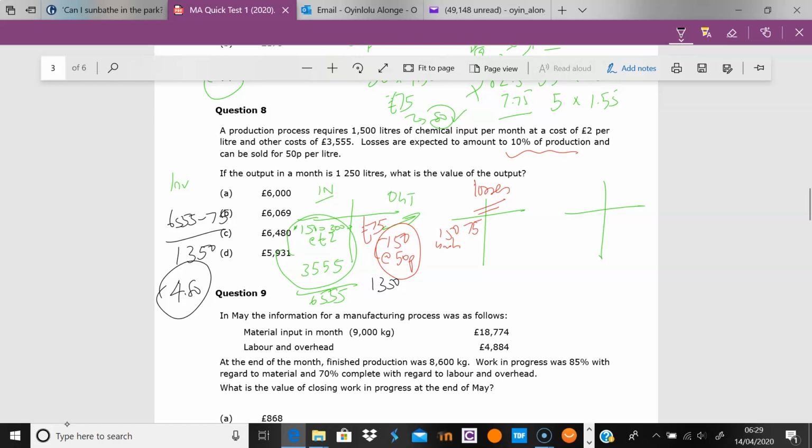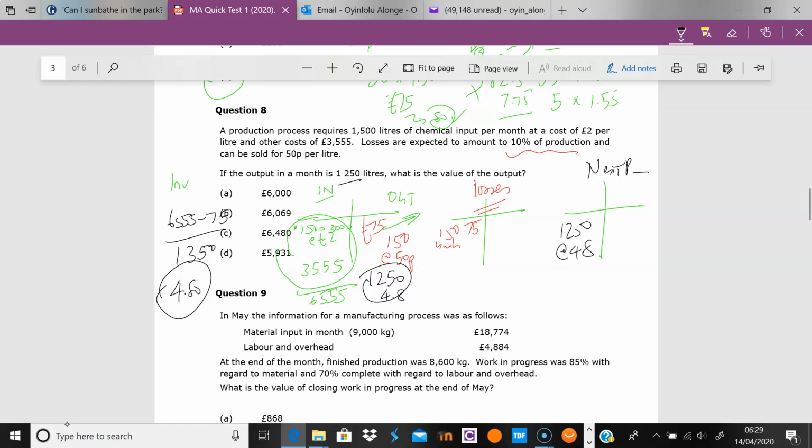But I'm told that, oh yeah, sorry, actually what happened was you only came out with 1,250. So really, I didn't come out with 1,350. I only came out with 1,250. So 1,250 came out of here, and these carry on to my next process. I mean, of course, these are valued at £4.80.